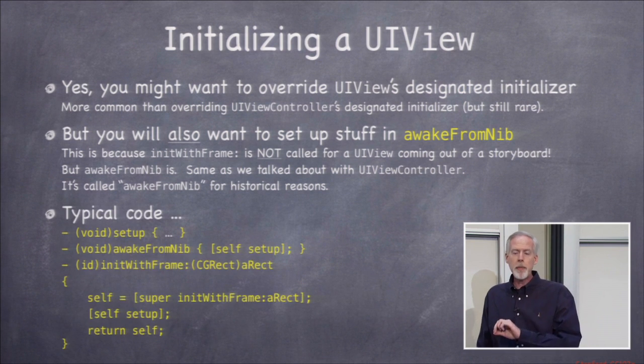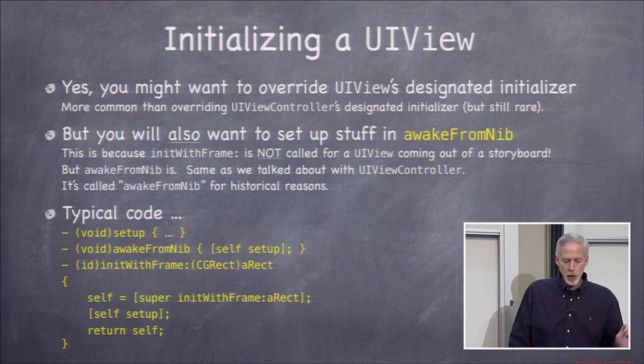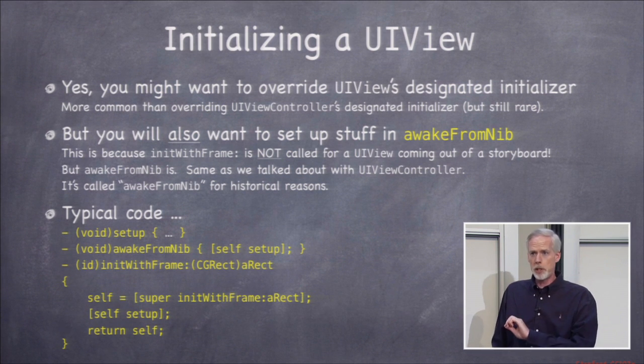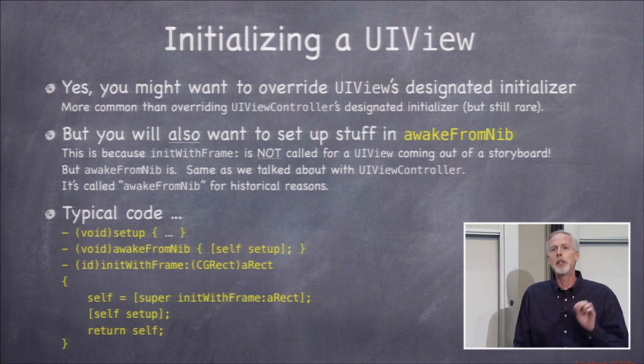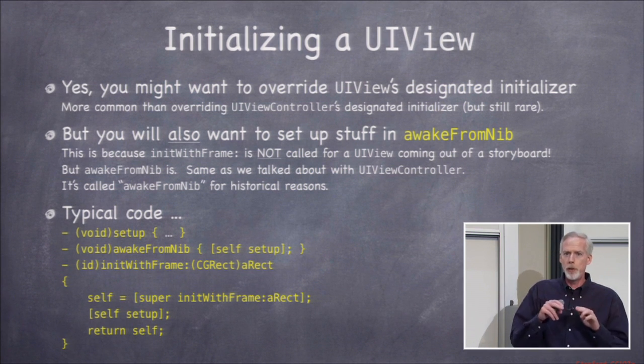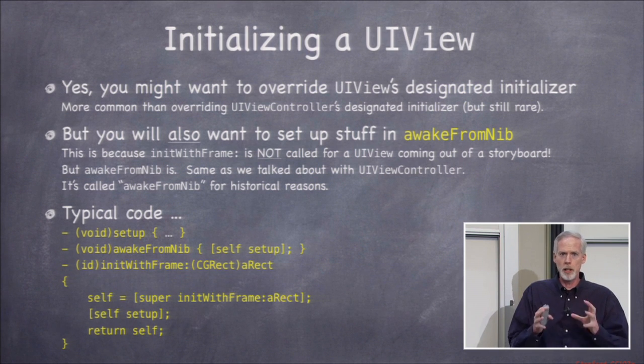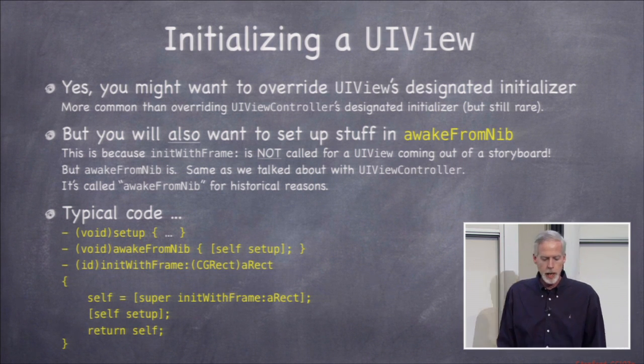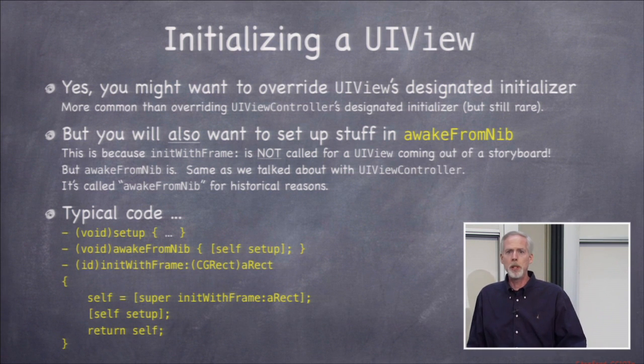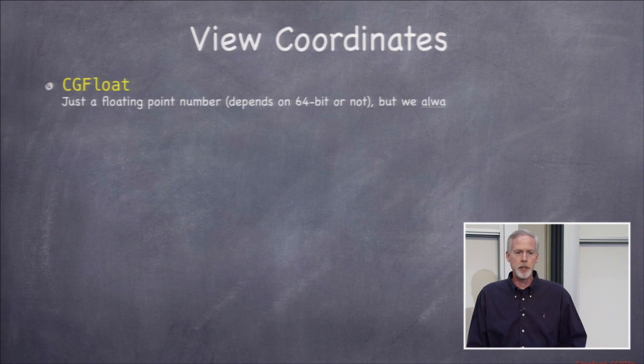So we do the same kind of thing we did with UIViewController, right, where we have some kind of setup method. You can call that setup thing whatever you want. And then you call it from awakeFromNib. And then you also call it from UIView's designated initializer, which is called initWithFrame. And that frame specifies where this view is in its superview's coordinate system. It's the positioning of this view. Okay? So that's what the code would look like, just like that. And you put your initialization code and setup. And we'll do that in the demo, just so you see that.